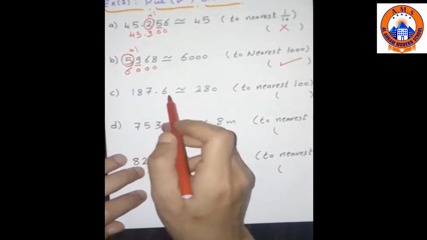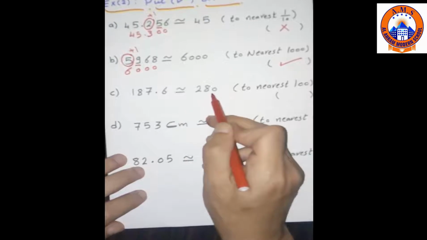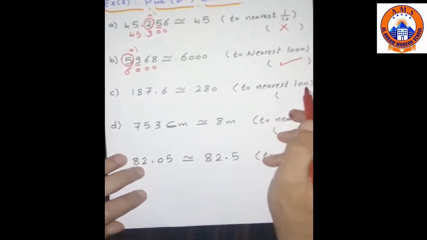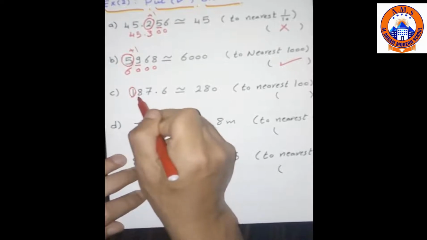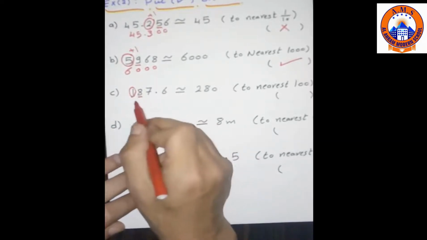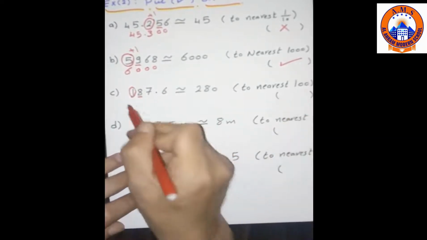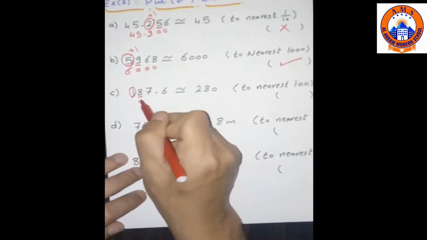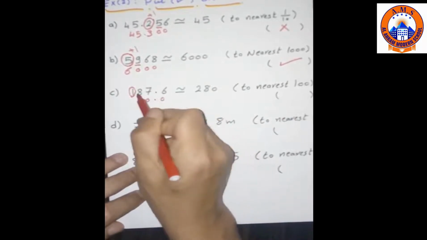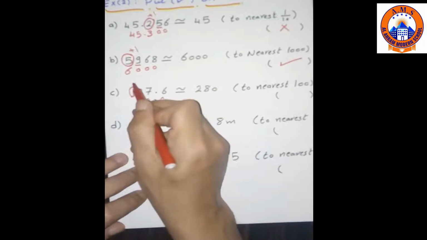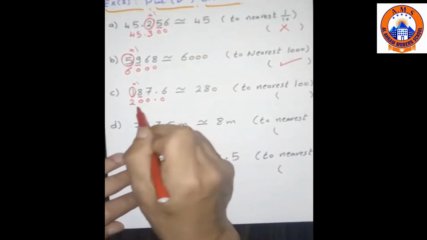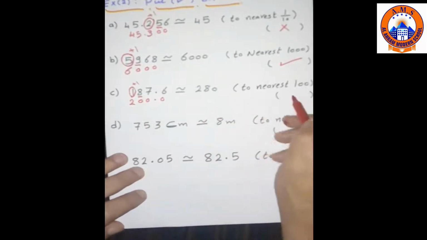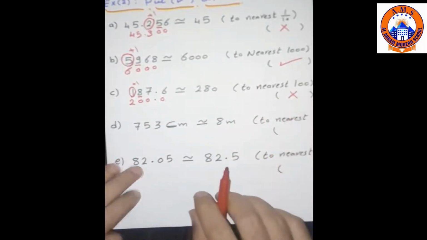187 and 6/10 is approximately equal to 180 to the nearest 100. The hundreds digit here is 1, and the following digit is 8. If we approximate this number to the nearest 100, we're going to turn all the following digits into zeros, and 8 is a rich number. It will increase this 1 by another 1, so it will be 2. So the answer is 200, not 280, so this is a wrong statement.